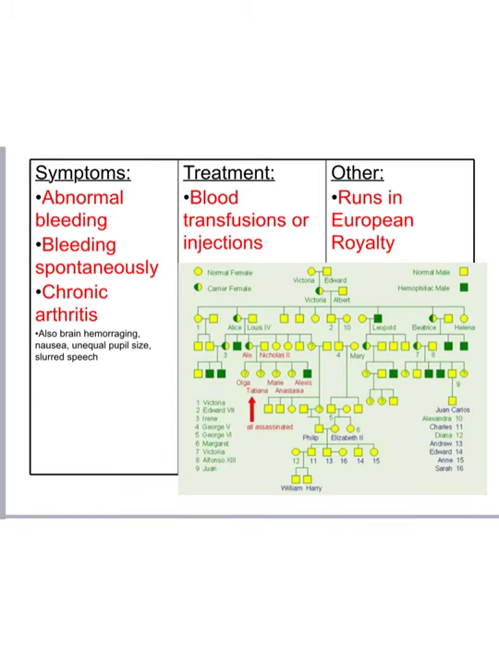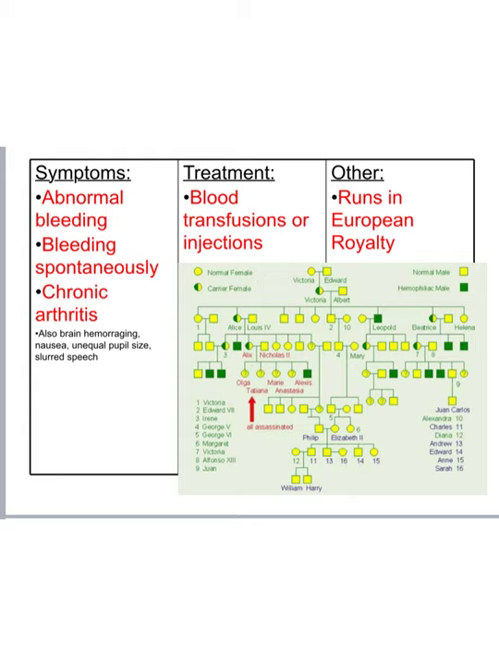3 main symptoms: abnormal bleeding, bleeding spontaneously, like out of the blue. And because of this bleeding, they get chronic, which means they get it a lot, arthritis. Other little side symptoms, their brain can hemorrhage. They can feel like they're going to throw up. Their pupil size is unequal, and they can get slurred speech. Treatment, similar to sickle cell anemia, they would have to go to a hospital to get a blood transfusion or injection.